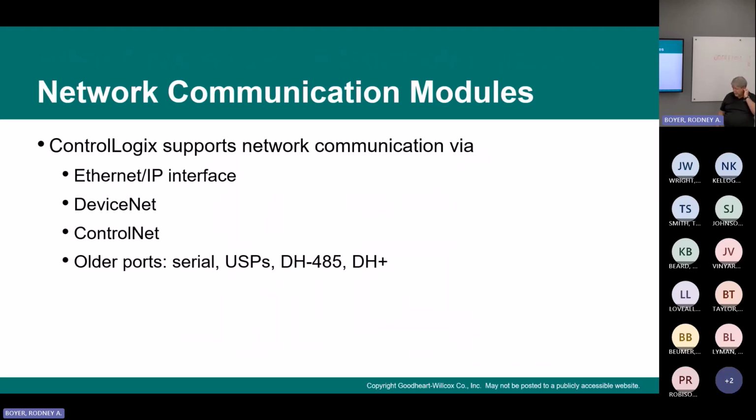Network communications. All of those are true for MicroLogix as well. For DeviceNet or ControlNet, you have to have a special interface module.